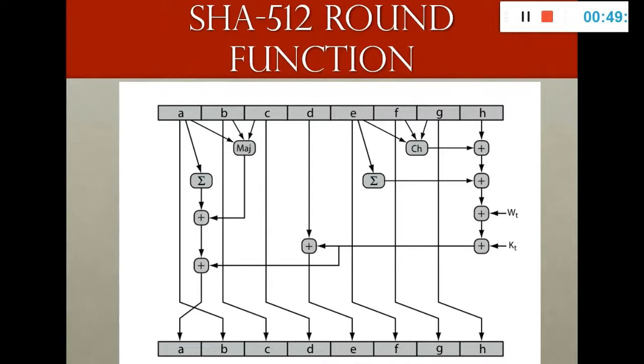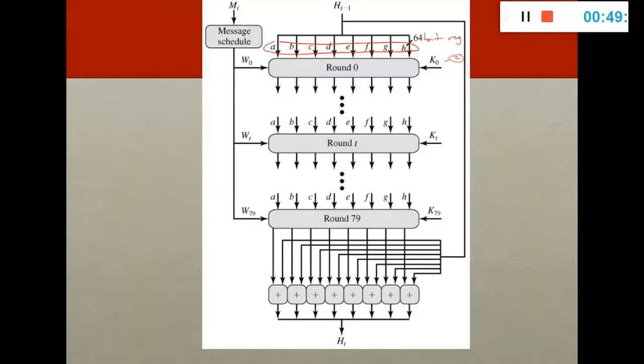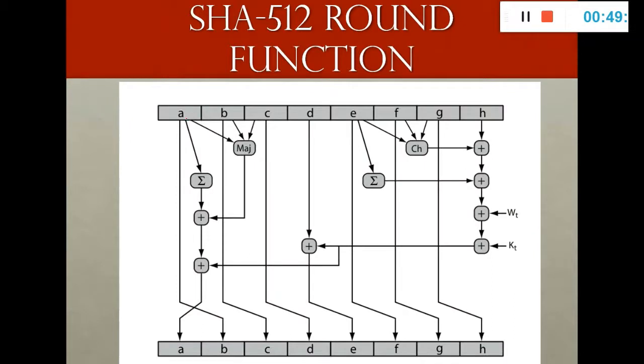You have here A, B, C, D, E, F, G, H. This is a 64-bit register. Remember, this is a 64-bit register. You apply the round function. So this is actually the round function. We will explain this one, but we will not go into the mathematics of this, just explain what everything is. So this is like 80 rounds, the structure of each of the 80 rounds.